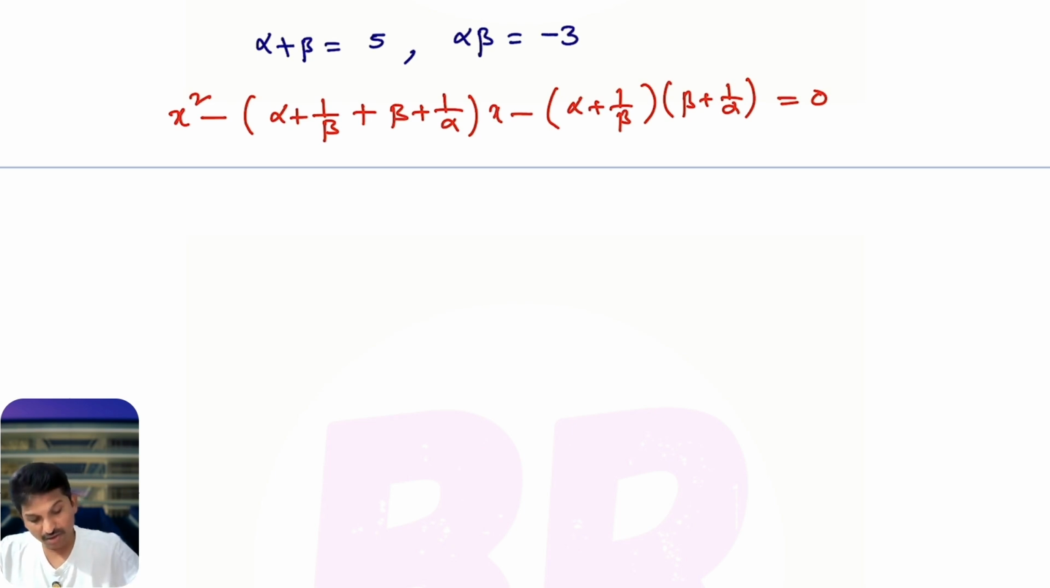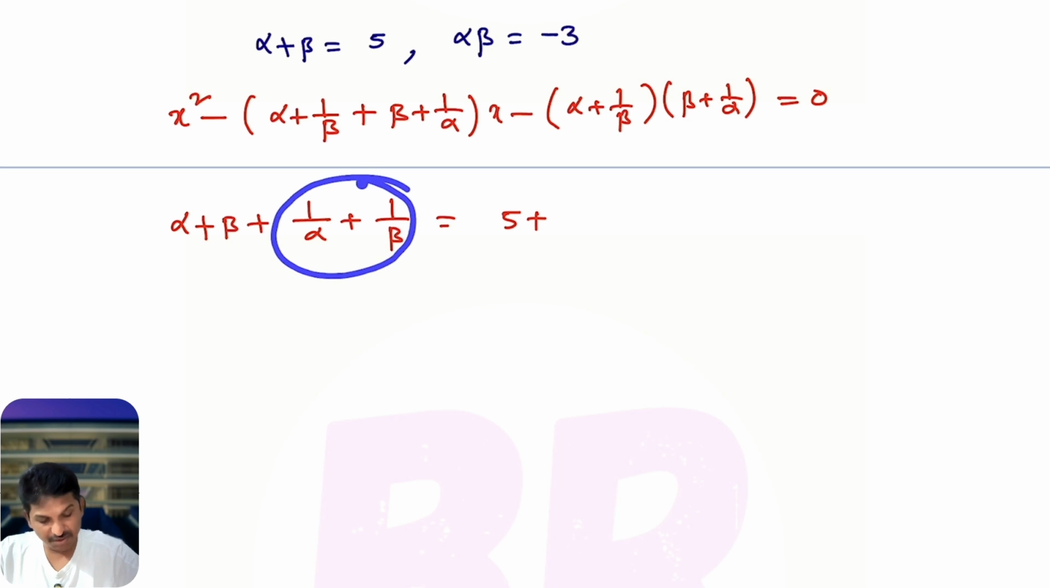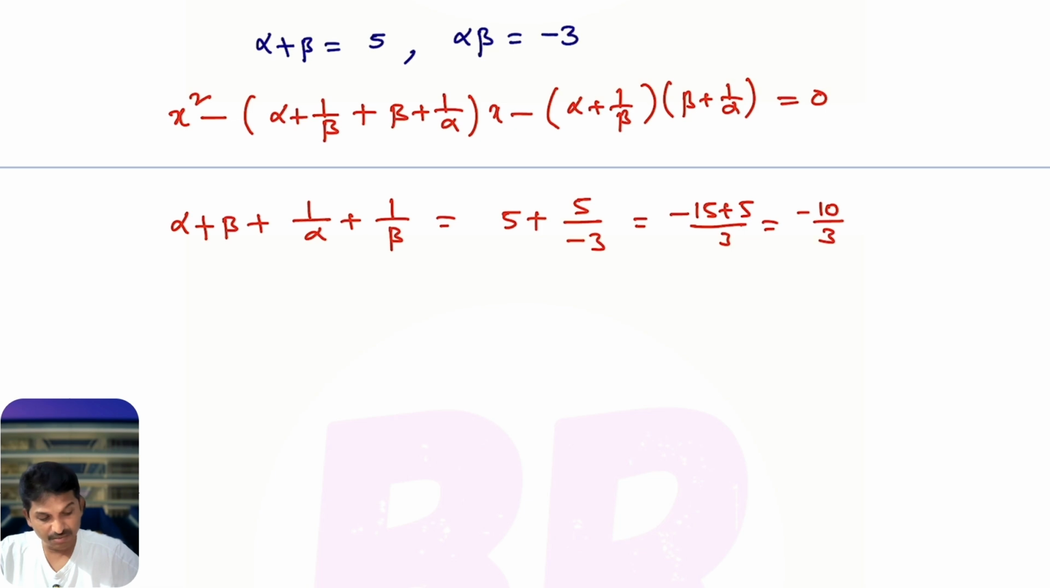Okay. Now I'll calculate this. What is this? Alpha plus beta plus 1 by alpha plus 1 by beta. Alpha plus beta is what? 5 plus, this is nothing but alpha plus beta divided by alpha beta. So that is 5 divided by minus 3. Minus 15 plus 5 divided by 3, that equal to minus 10 by 3.